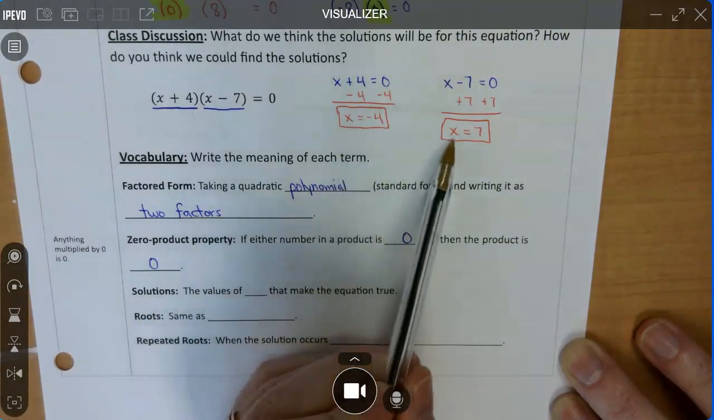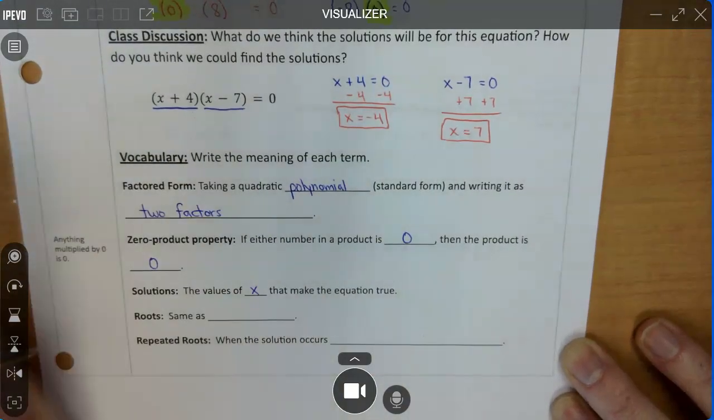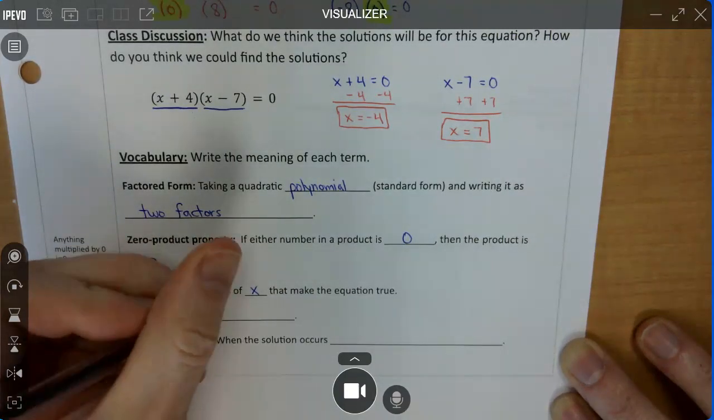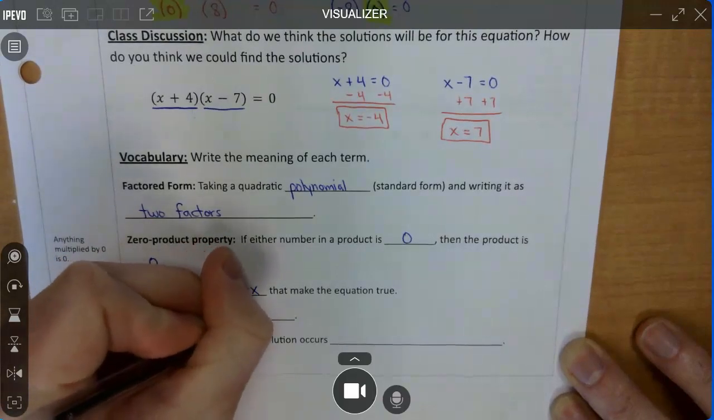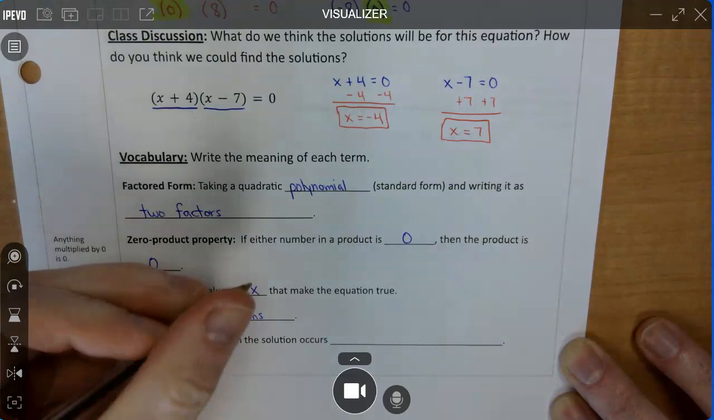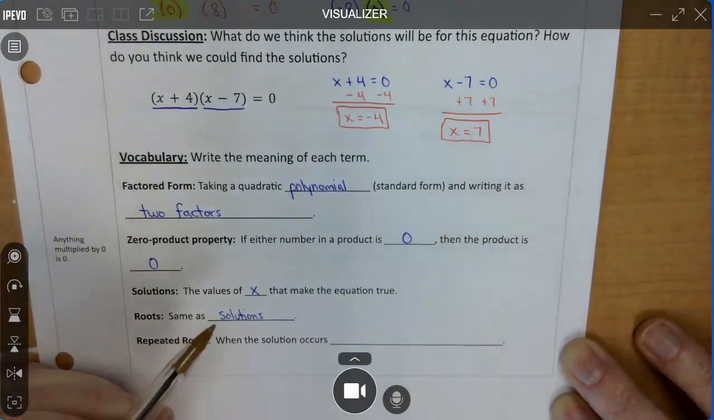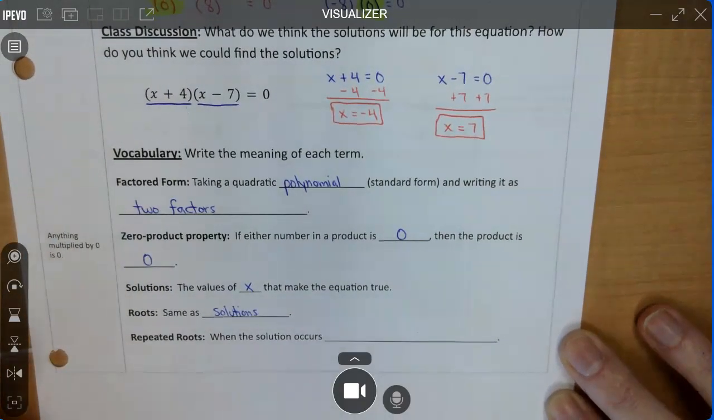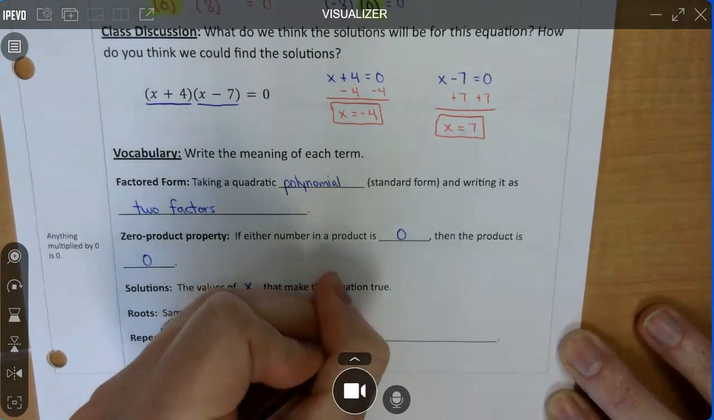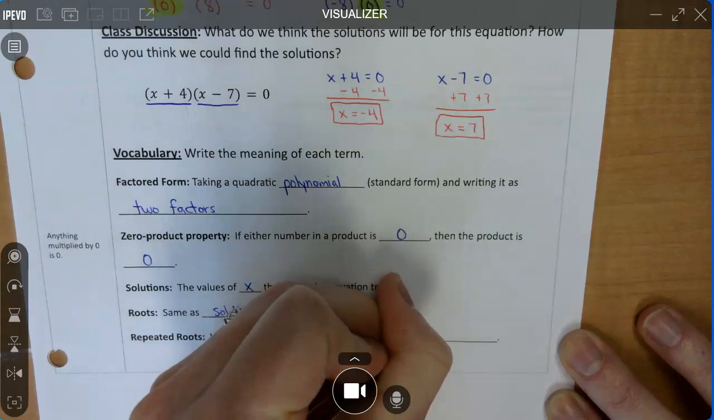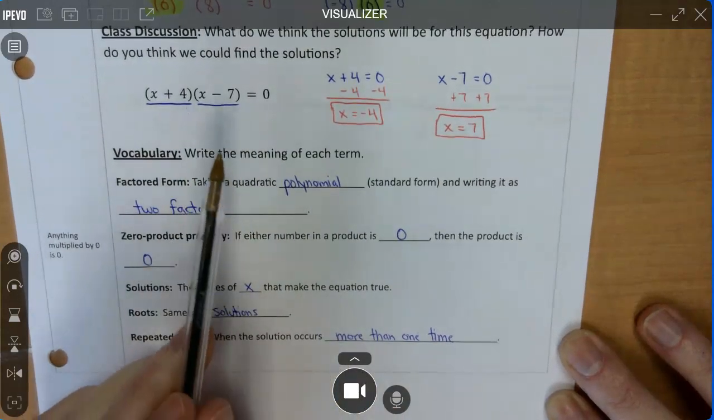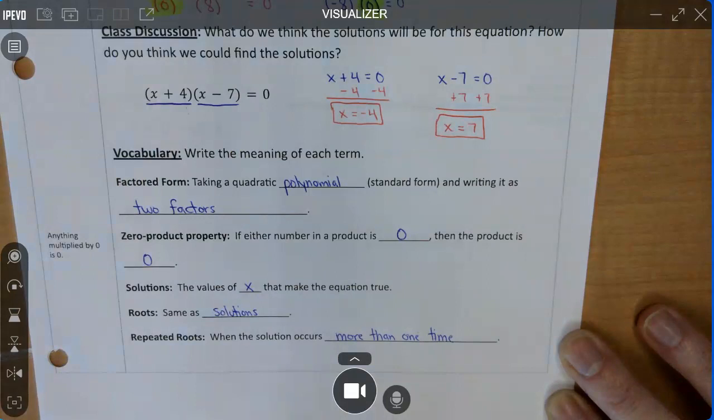And so the solutions, like what we have here, they are the values of x that make the equation true. And the roots are actually the same as solutions. The roots of a quadratic or the roots of an equation are the answers that make it equal to 0. And then repeated roots are when the solution occurs more than one time. And you'll see some examples of that in just a second. But when they occur more than one time, so when the same number can be put in two different parentheses to make them 0, that solution is recurring more than one time. That's called repeated roots.